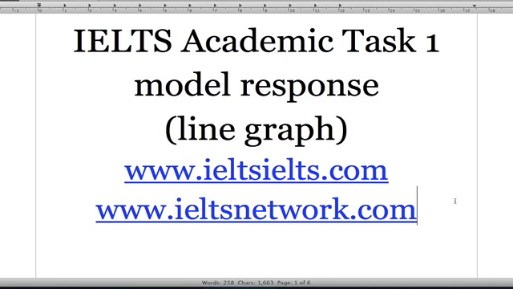In this lesson, I'm going to demonstrate how to respond to an academic Task 1 data source that presents a line graph.